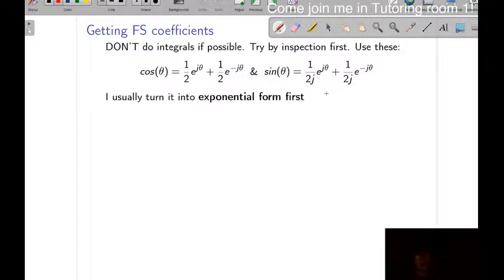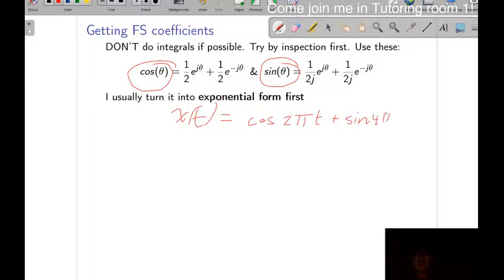If we have cosines and sines in our function, and we know that it's periodic, say x of t is just a sum of cosine of 2 pi t plus sine of 4 pi t, then I'll consider this an example, because I'm going to keep going with this one.